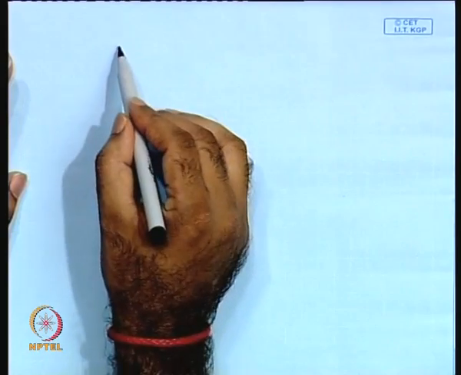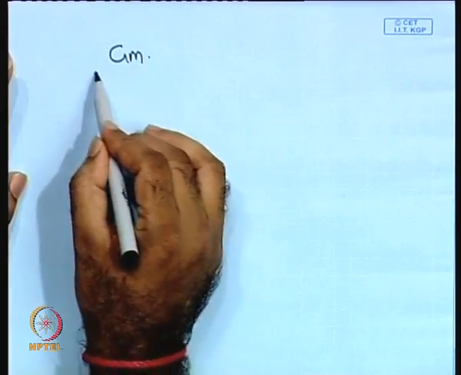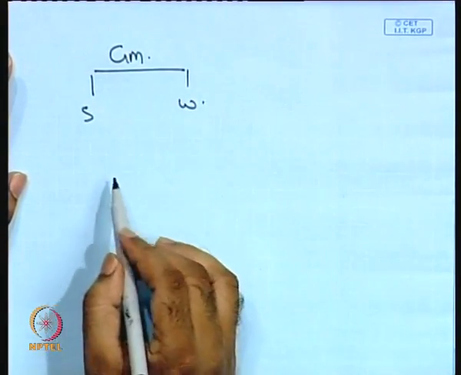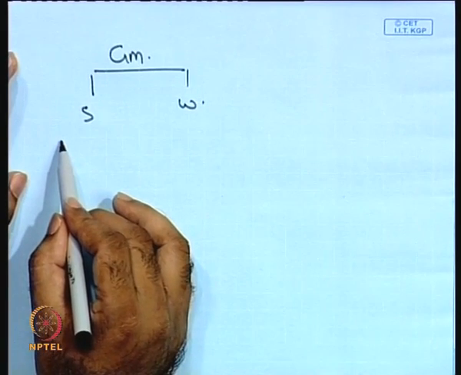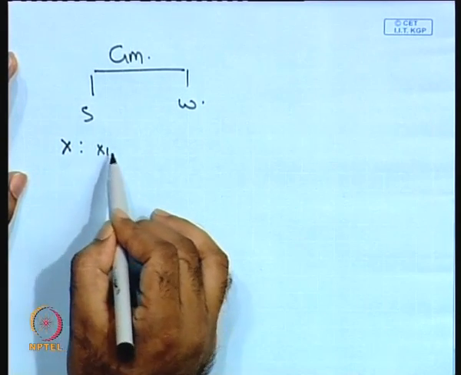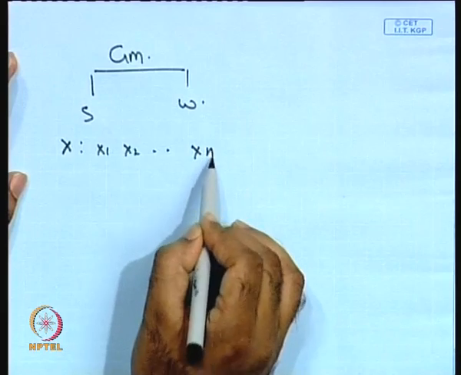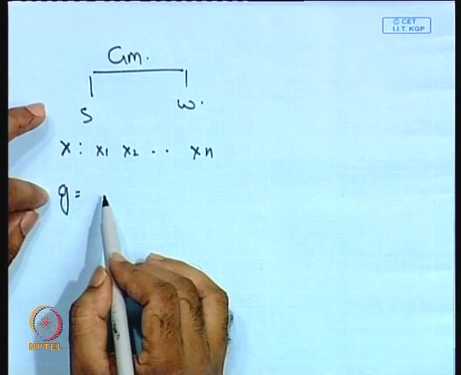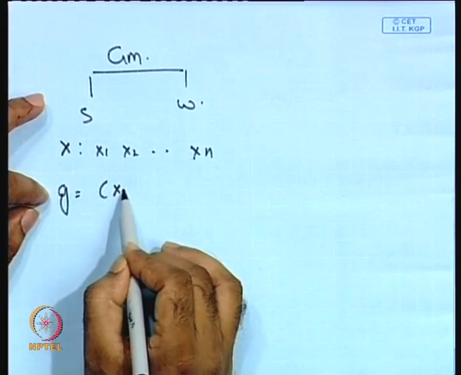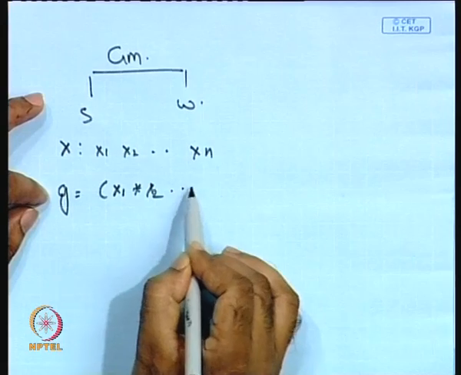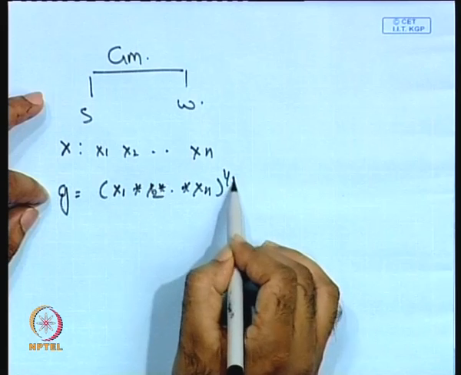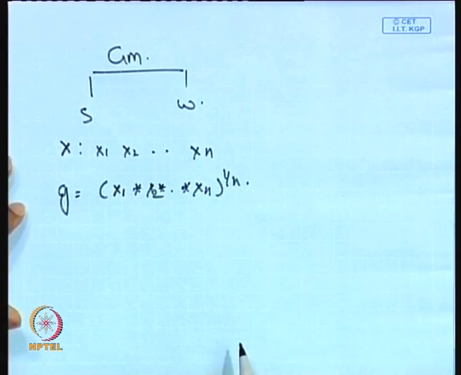Now come down to the structure of the geometric mean. Geometric mean can also be calculated with the simple structure and weighted structure. For a series of variables x1, x2 up to xn, the geometric mean, usually denoted as small g, is nothing but x1 multiplied by x2 multiplied by xn to the power 1 by n. So, this is the calculation of the geometric mean.